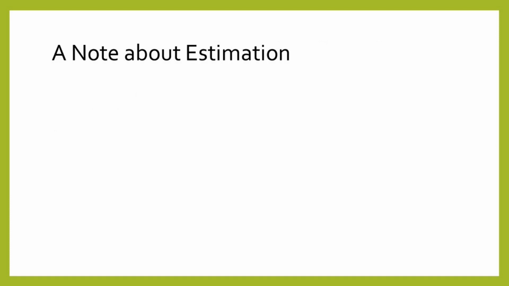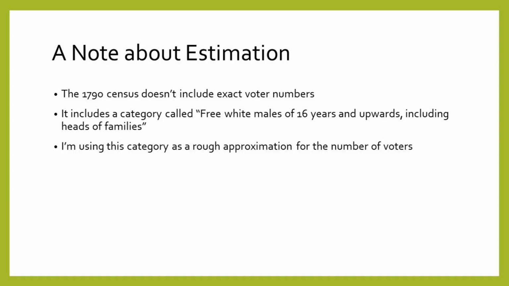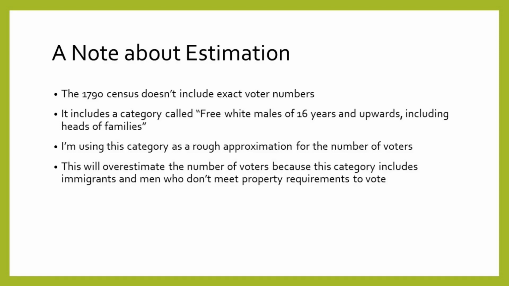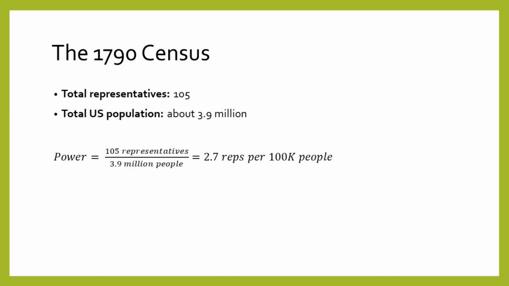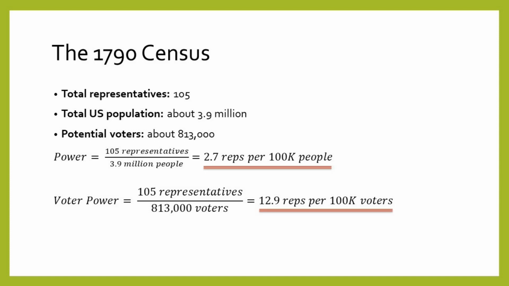Now, the 1790 census doesn't give us exact voter numbers, but it does give us the number of free white men aged 16 and older, which I'm going to use as a rough approximation for the number of voters. Just note that this is an overestimate for the reasons that I mentioned before. If we go back and use this number to calculate the power of people who might actually be able to vote, we get 105 reps divided by about 813,000 people, which is roughly 12.9 reps per 100,000. Note how that number represents 4 or 5 times as much power as every person had in our original estimate.